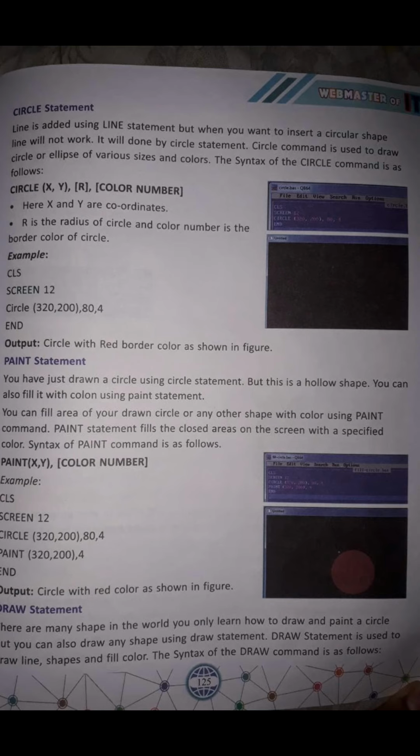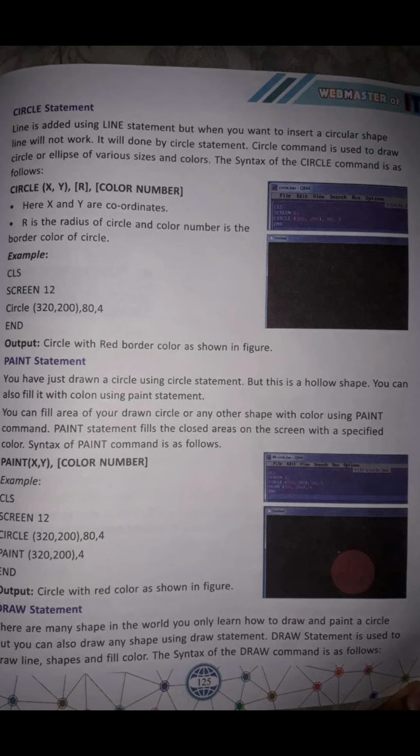Okay, students. The syntax of the circle command is as follows: circle, then you have to specify axis x and axis y. Then r is the radius of the circle, and color number is the border color of the circle, meaning whatever border color you want to specify, you can specify in color number.